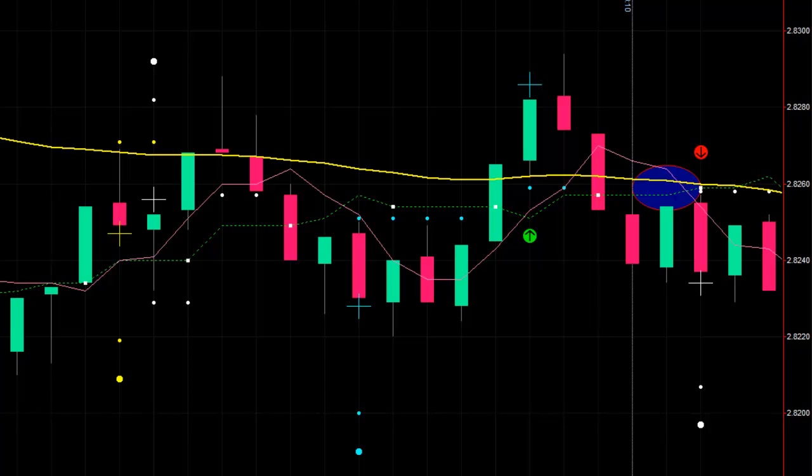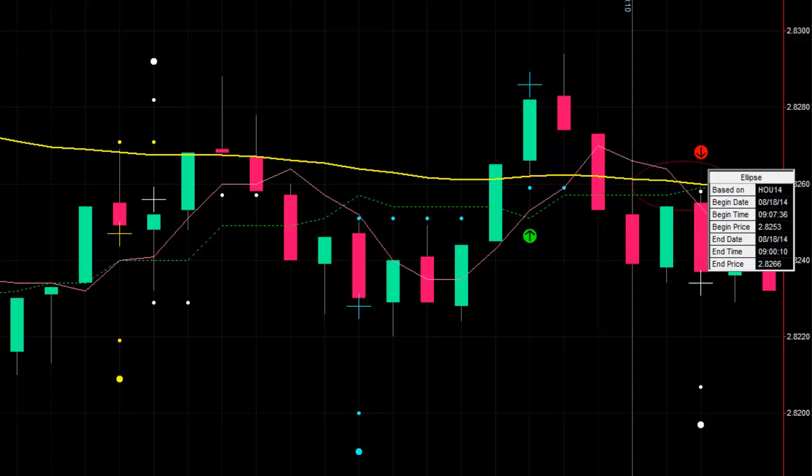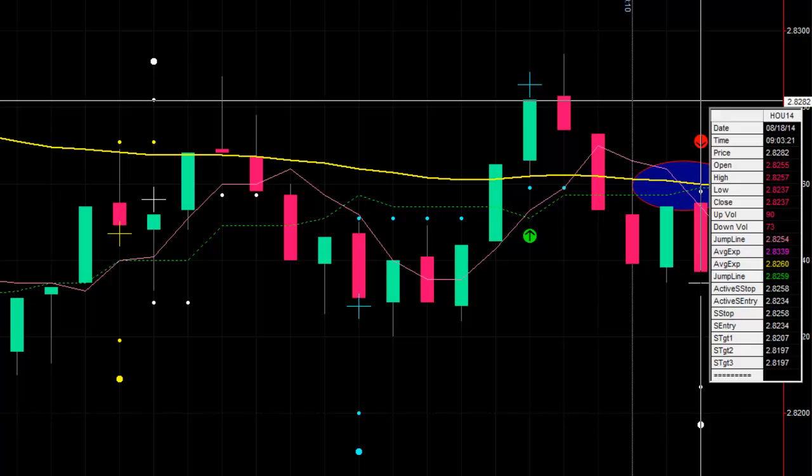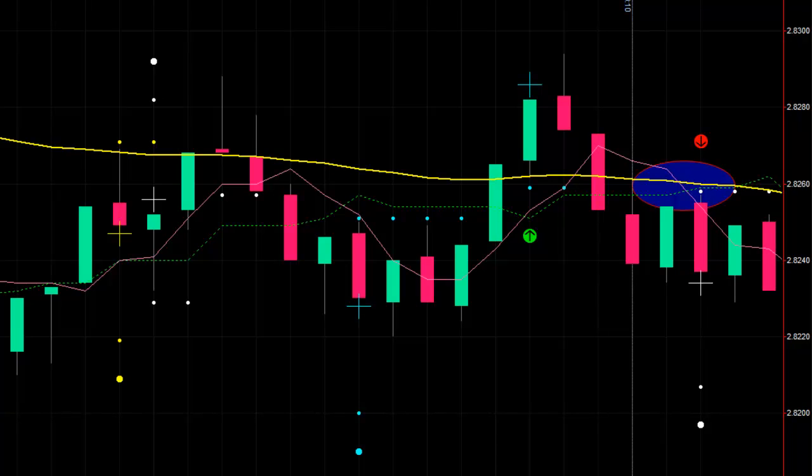So at 9 o'clock we start looking, but what happened just after 9 o'clock? I put this little blue circle here. Look at that confirmation line. It closed on the other side of the jump line. That tells you we're no longer looking for longs, so cancel that long. We're not going to take the long. We're looking for shorts. And so sure enough, what did it give us? A short right here at 3 minutes after our start, 9:03.